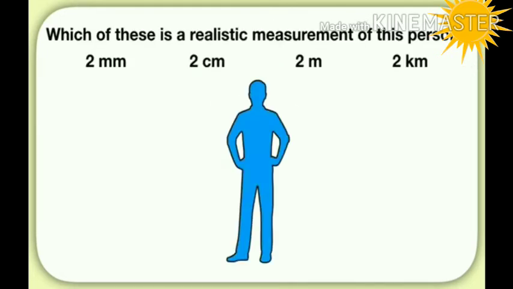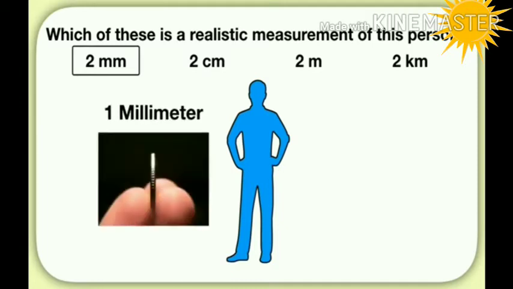Let's practice some of this together. Here we are asked, which of these is a realistic measurement of this person? 2 millimeters, 2 centimeters, 2 meters, or 2 kilometers? Let's start by looking at 2 millimeters. Well, we just learned that 1 millimeter is about the thickness of a coin. So does 2 millimeters seem like the right size for a full person? No, 2 millimeters is way too small.